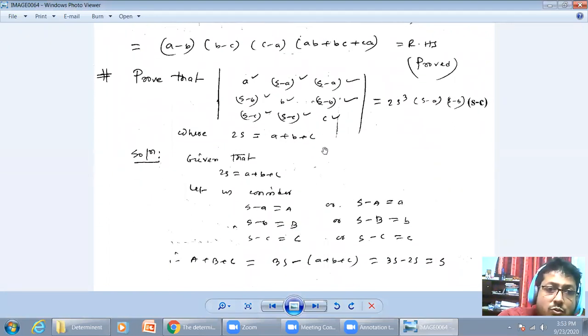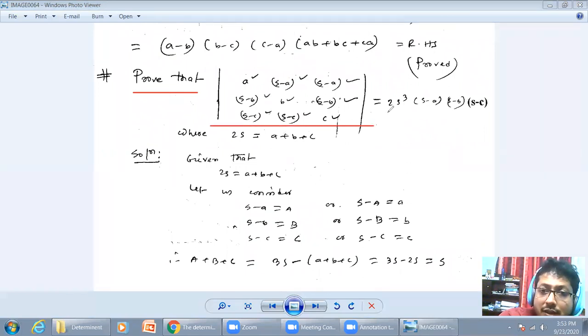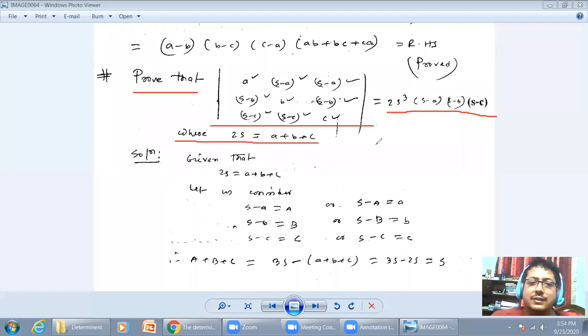Prove that this determinant equals 2s cube into s minus a, s minus b, s minus c. This is some different part given here, and twice s equal to a plus b plus c. And since we have to prove this matrix, we get this part where given twice s equal to a plus b plus c, small a plus small b plus small c.